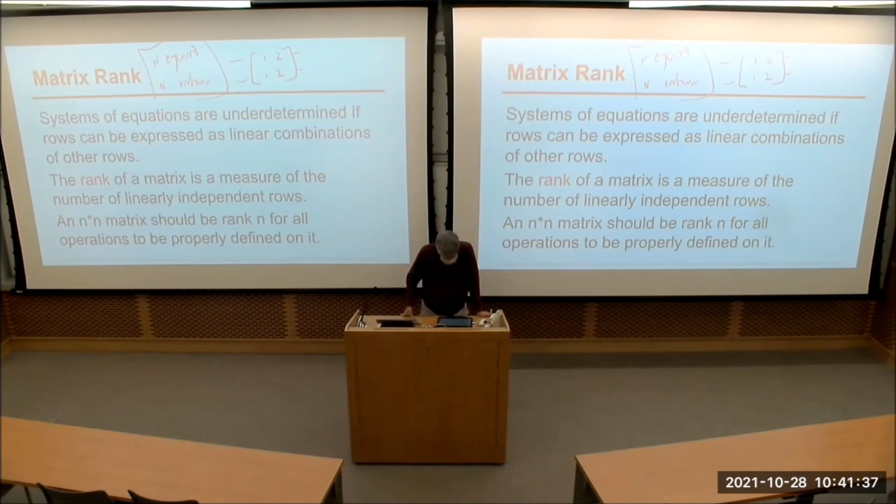And so certain systems of equations are underdetermined if we don't have enough rows that are really different. The rank of a matrix is a measure of how many linearly independent rows you have in that matrix. So if you're going to be solving a linear system of n equations and n unknowns, the rank of that matrix had better be n, for you to be able to find the inverse and to be able to do lots of different things with it.